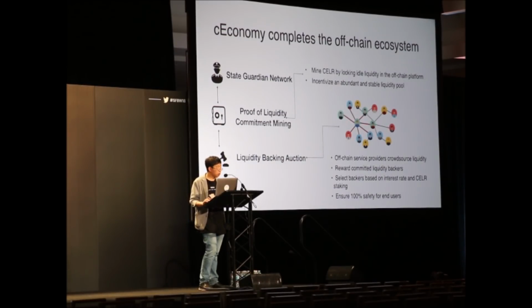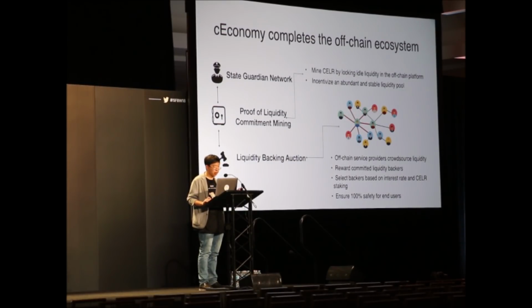And at the same time, we use the liquidity backing auction process to enable the off-chain service provider to crowdsource liquidity. We also treat the Celer token here in a role kind of like airline frequent flyer mileage: because they have in the past contributed to a stable and abundant liquidity pool, in this liquidity backing auction process they are also rewarded, because they get a slightly higher priority when bidding in these liquidity backing contracts.